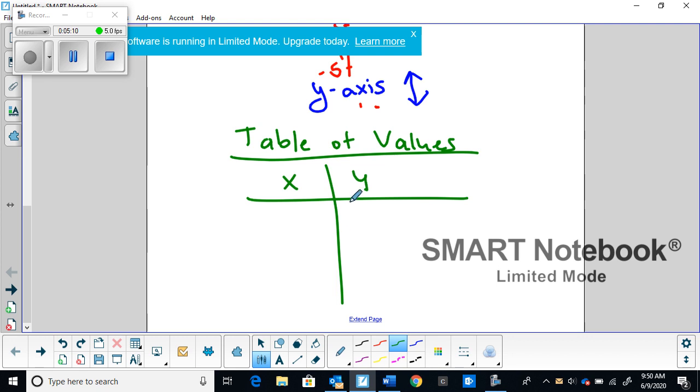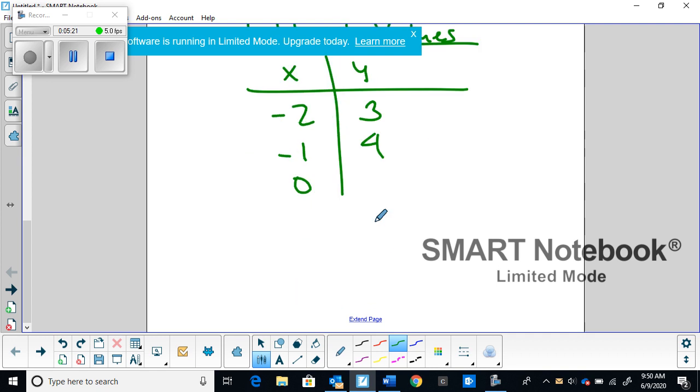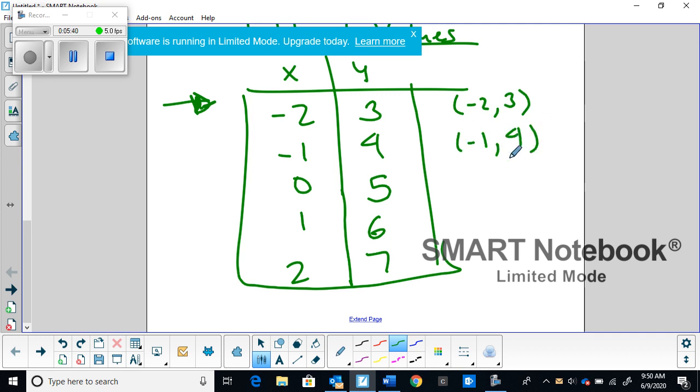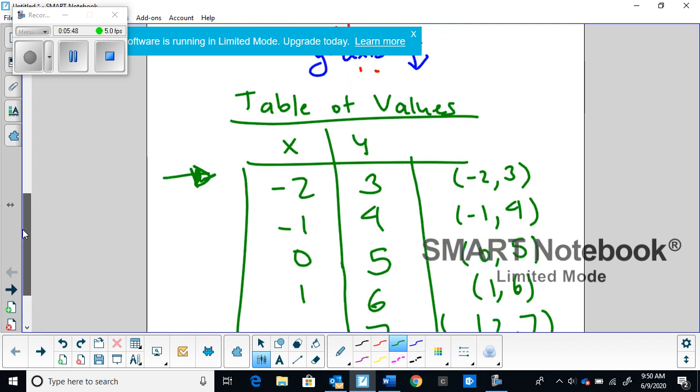For these ones, we're just going to practice graphing. So let's say this is -2 and 3, -1 and 4, 0 and 5, 1 and 6, 2 and 7. This is going to be our table of values. What that means is when we look at each section, that's giving us the point. So it's -2, 3, that's the point. -1, 4, that's the coordinate that we need to graph, and all for the rest of them. The only thing is they put them in a chart so they can give us a bunch of coordinates.